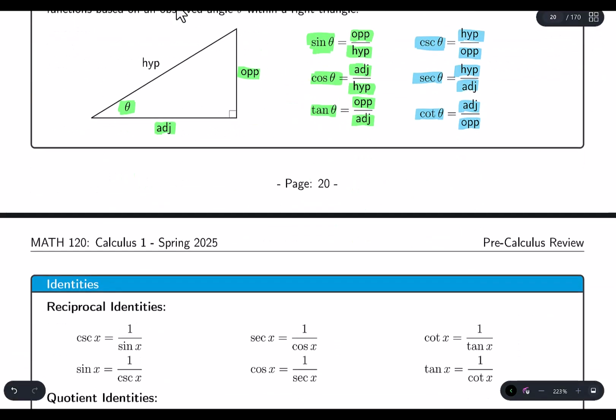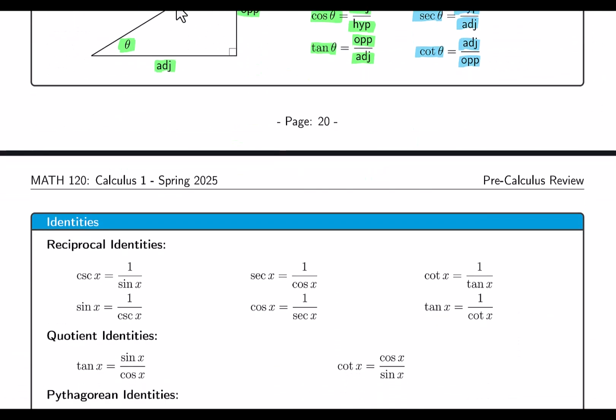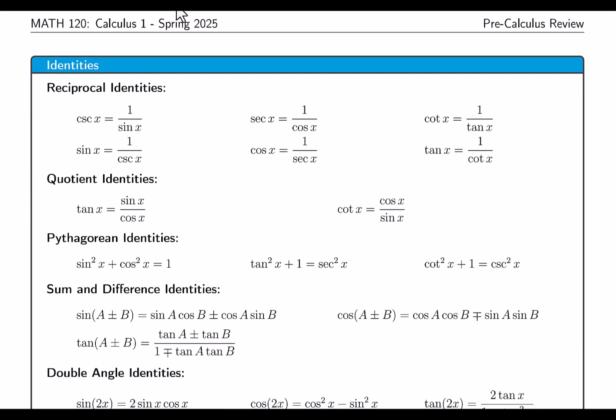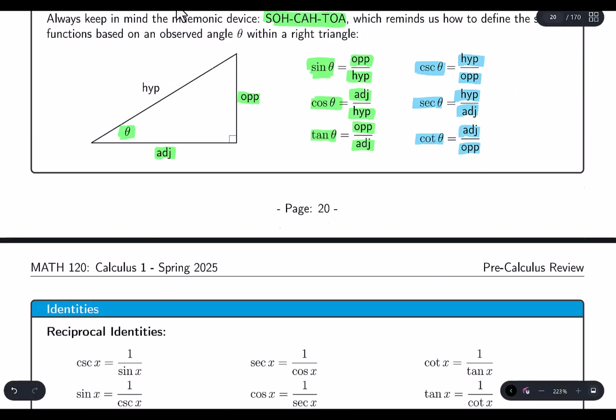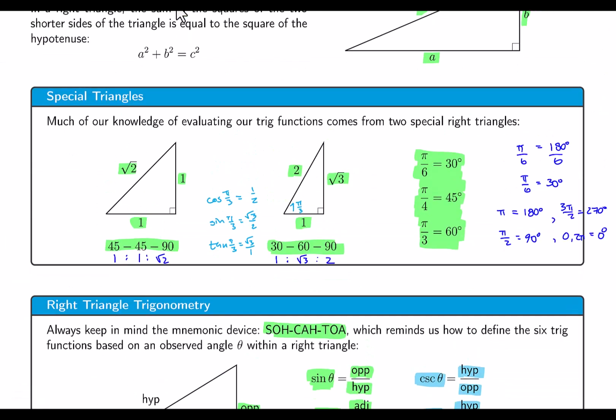So you need to understand how that works and be able to come up with values of trig functions based off of your quadrantal angles or your values in quadrant 1 if you need to. All right, based off of these right triangles here, these special triangles.